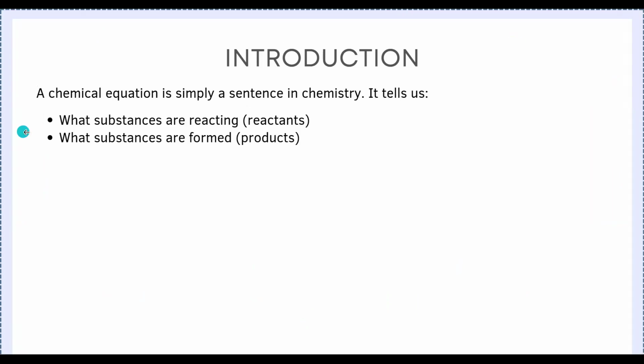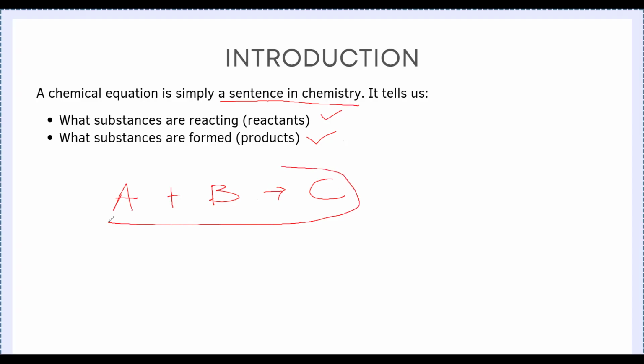So first things first, a chemical equation is simply a sentence in chemistry. That is what a chemical equation is. A sentence that tells us what substances are reacting, what substances are formed. So for instance, let's say I represent an element with the symbol letter A, and that symbol letter A is reacting with another symbol letter B, and they produce something you call letter C. This entire statement that I have just written is what we call a chemical equation.